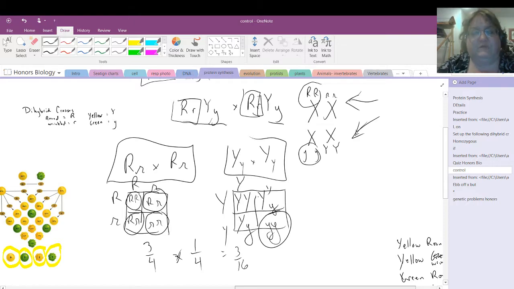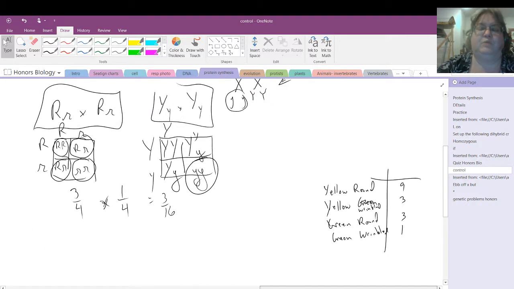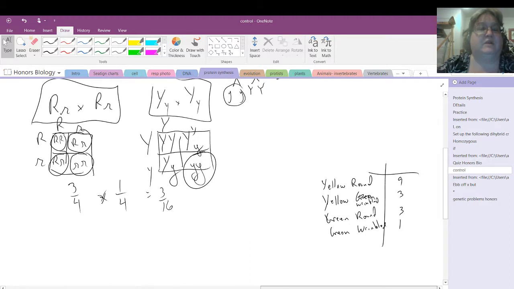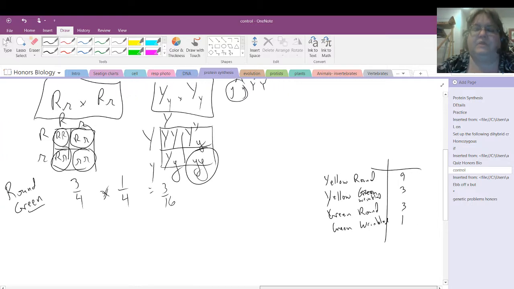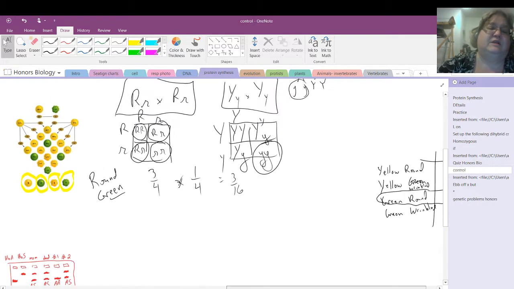Now, you might recall from the other video that we found that there were some really fun ratios going on here, 9:3:3:1. Well, I asked you for the chance of finding a round, green, and we just figured out mathematically it's 3 out of 16. Well, looky here. Round, green, 3, and that would be out of 16.